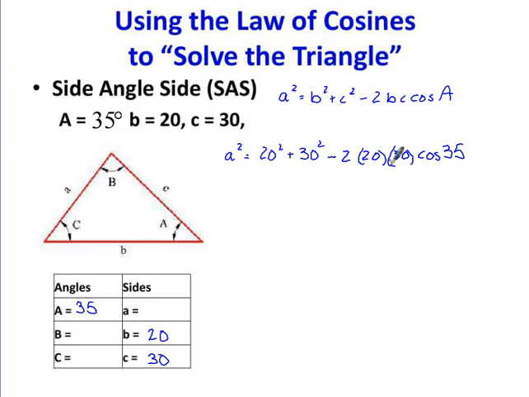I'm going to do the squaring and multiplying part first. So 20 squared plus 30 squared would be 1300. 2 times 20 times 30 is 1200. Then I'm going to put this in my calculator. My calculator will follow order of operations. If you type it in separate pieces, make sure that you multiply first before you do the subtraction. This is not the same thing as 100 times cosine 35. These are not like terms. They cannot be combined.